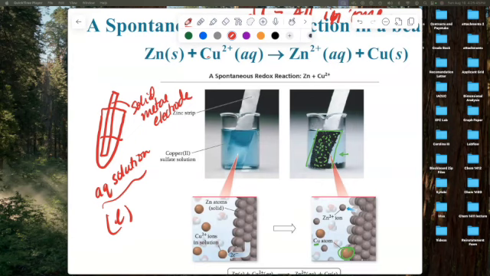Nothing complicated. Remember, both reduction and oxidation occur in this test tube. We're not separating the two. So essentially, the reaction going on here is redox.